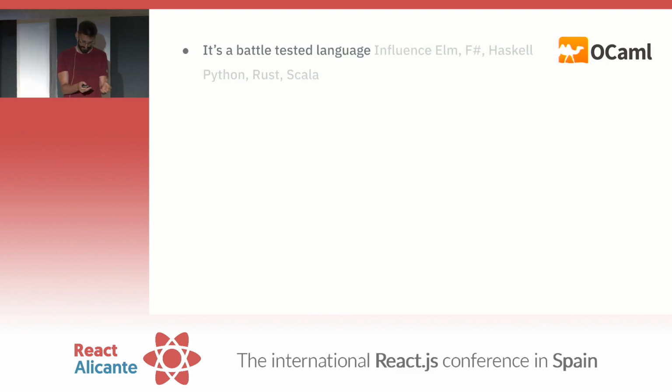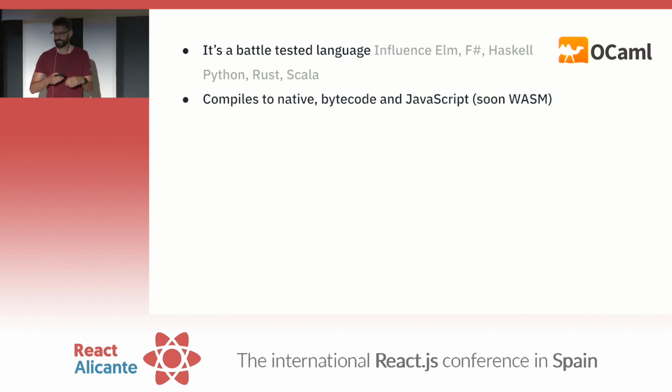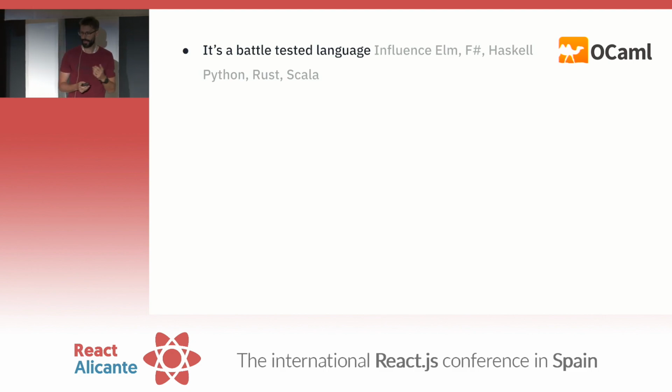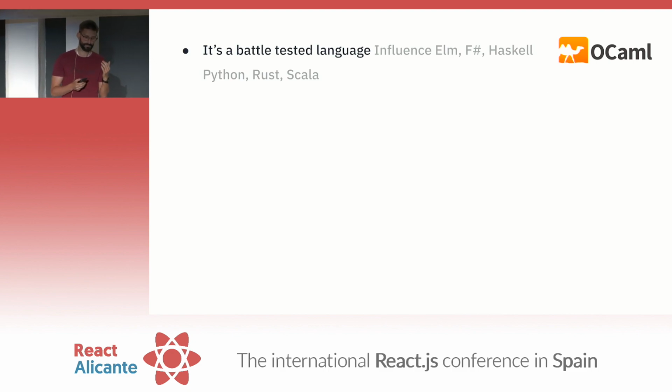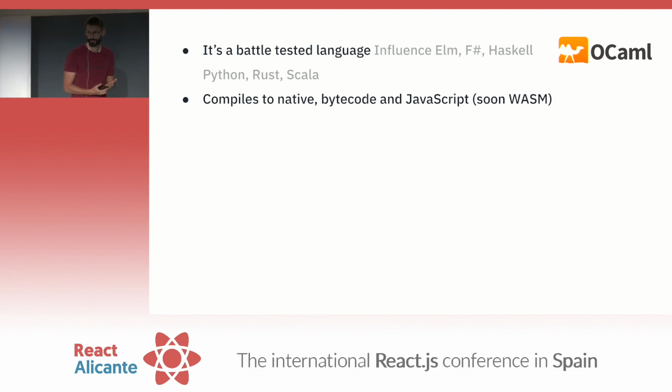Aside from the actual technical part, it's battle tested, so I think it's like 20 years old. It influenced a lot of programming languages, and it's very good to start a programming language with OCaml. Rust's first version was written in OCaml, for example, and it influenced all programming languages now that functional kind of became trendy. As I said, it's very portable, so you can compile to native code, you can compile to bytecode or JavaScript, and they are working now on WebAssembly.